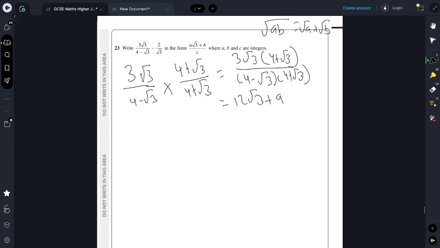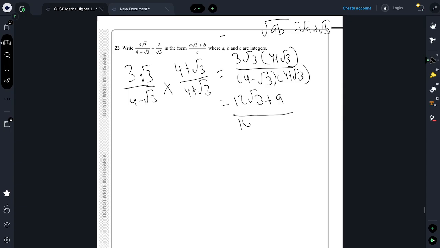So let's go over that bit again. So you got 3 times root 3 times root 3. Now root 3 times root 3 is just 3. So that's 3 times 3 is 9. That's where that comes from. Okay. Just to be clear on that, hopefully it makes sense. A lot of root 3s going on here.